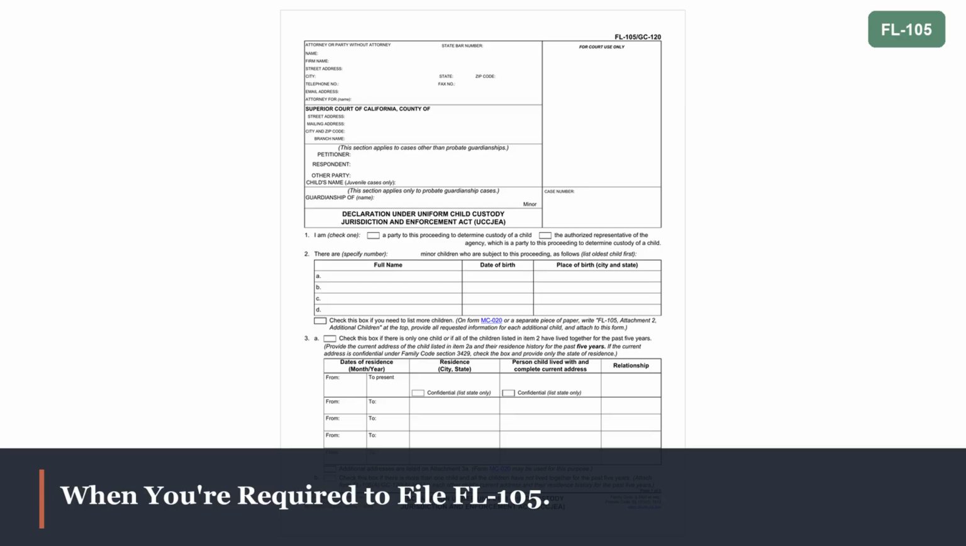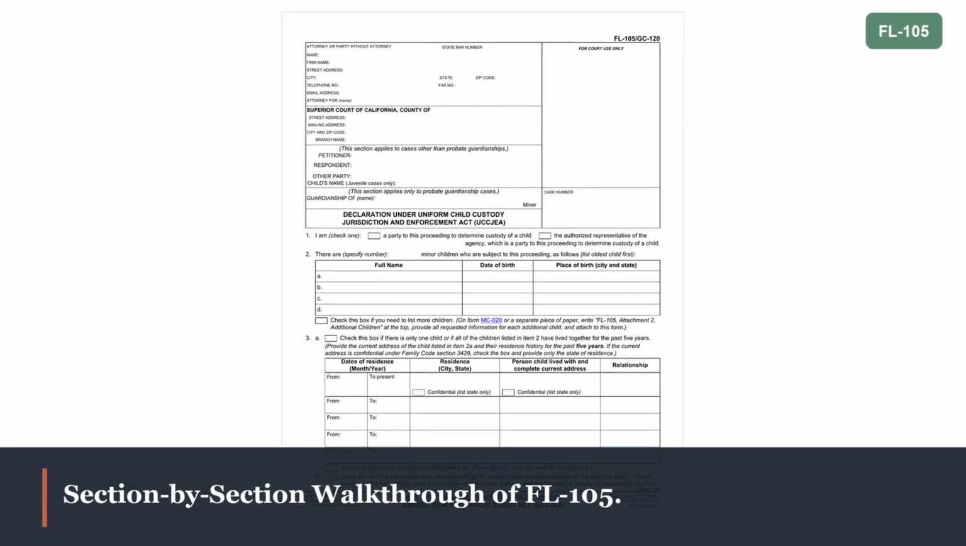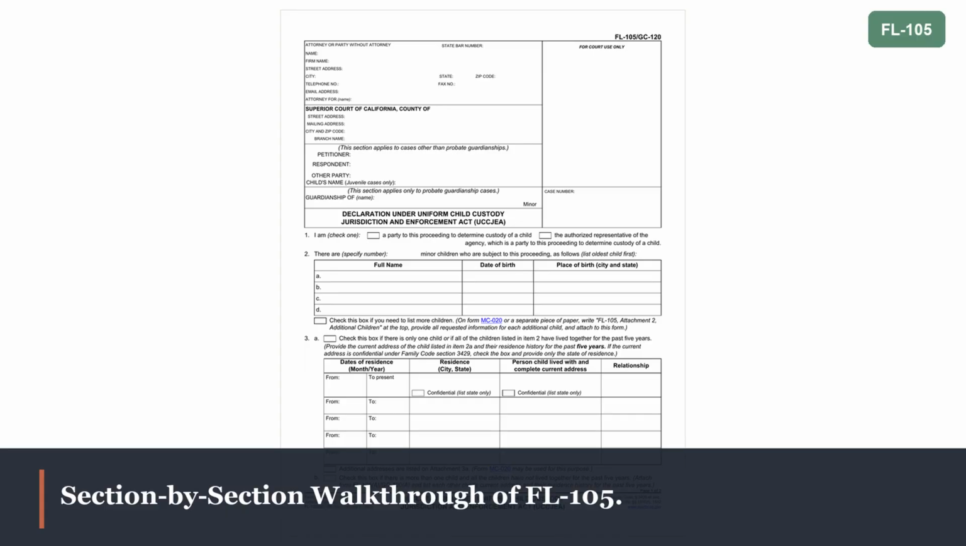FL-105 and GC-120 are the same form under two different numbers. Family law cases, dissolution, legal separation, nullity, and standalone custody actions use the FL-105 number, while guardianship cases filed in probate court use GC-120. Section-by-section walkthrough of FL-105: here's what the form actually asks you to provide.